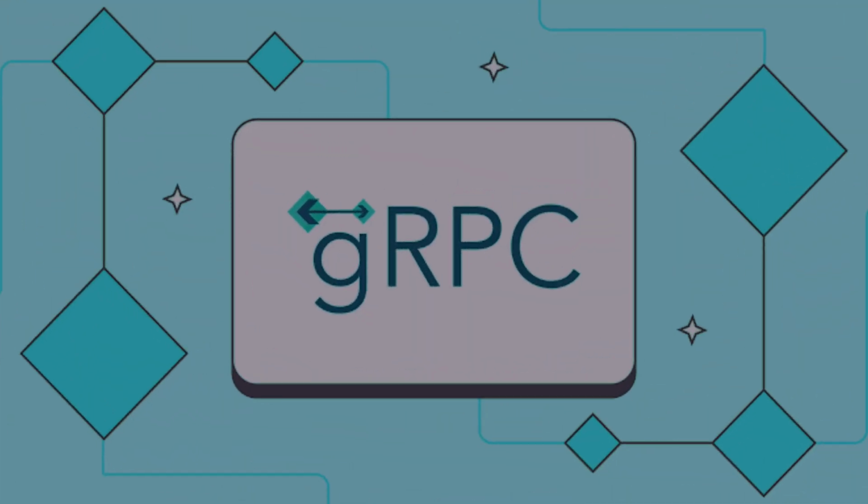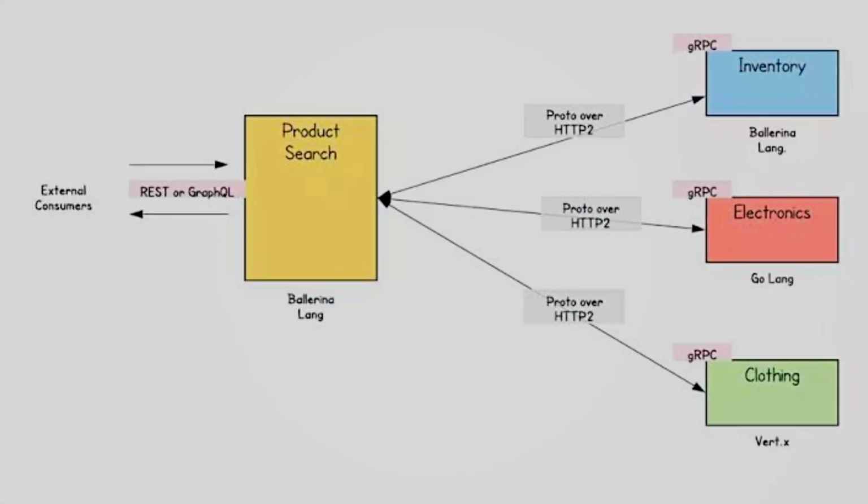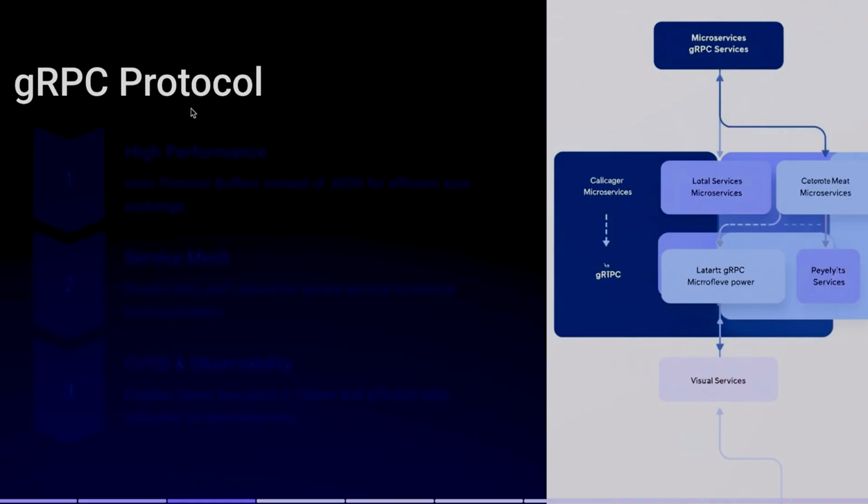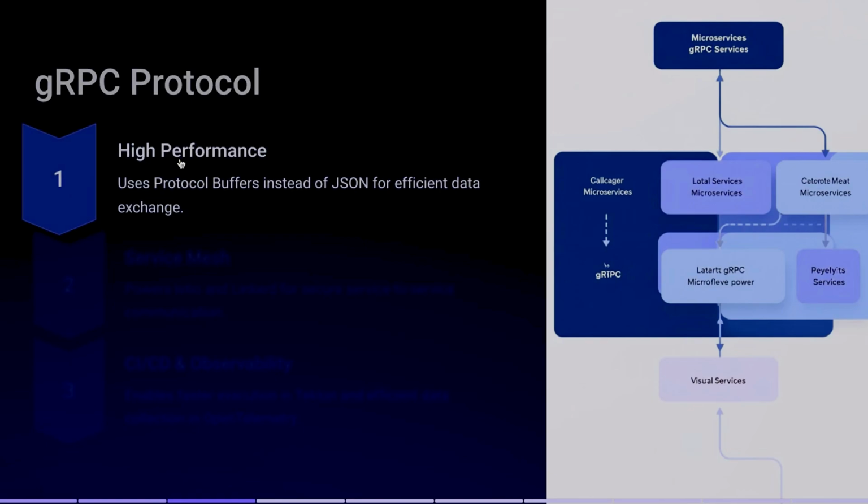gRPC protocol is something that is used by almost every DevOps tool these days. It is a high-performance communication protocol designed for microservices. gRPC enables remote procedure calls using protocol buffers instead of JSON, making data exchange faster and more efficient.